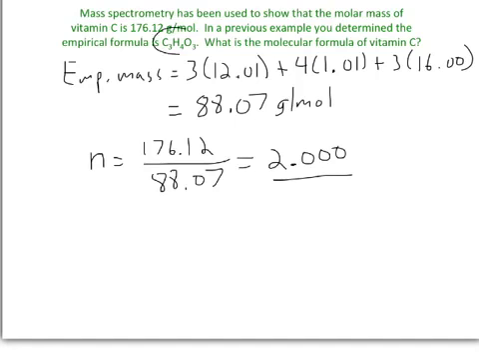So if my empirical formula is C3H4O3, that means my molecular formula is C6H8O6.